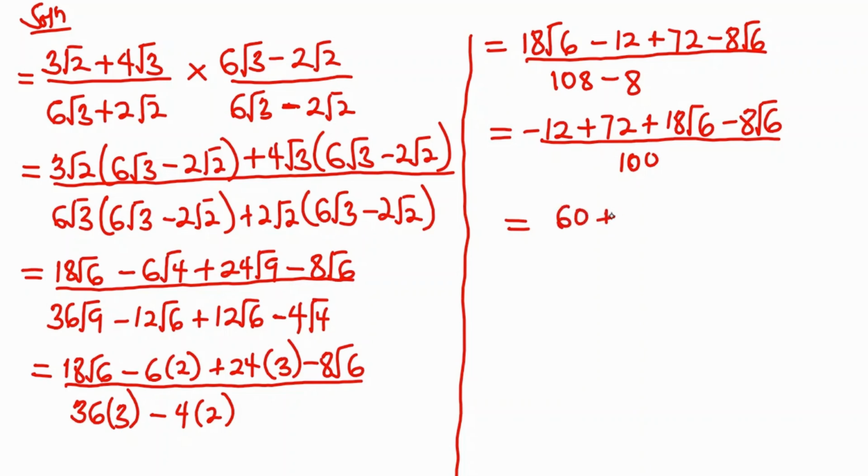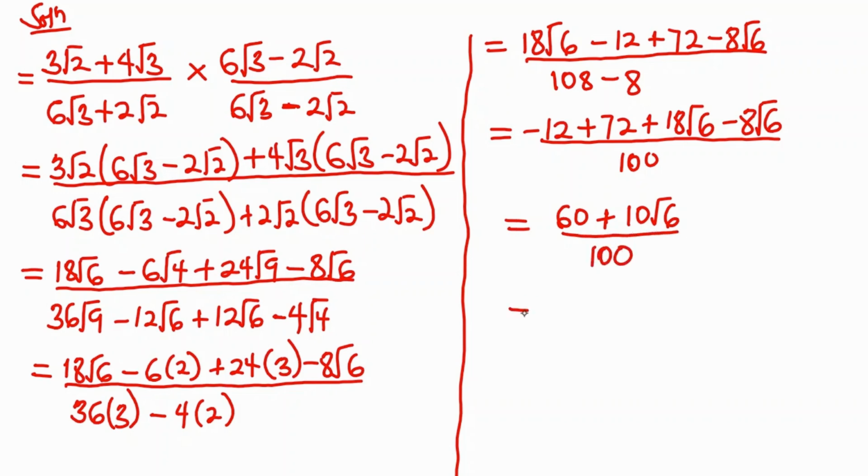plus, now because 18 root 6 and minus 8 root 6 are like sets, we can see root of 6 and root of 6 here, they are like sets. We can proceed by subtracting. So 18 minus 8 gives us 10. Now we repeat the root 6, all divided by 100.